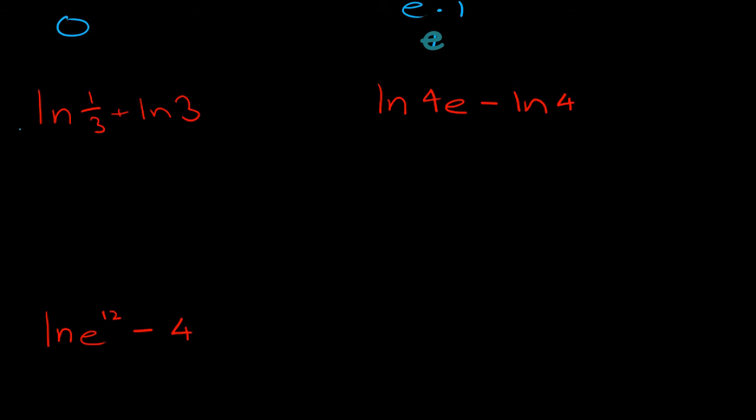Alright, and now we have ln 1/3 plus ln 3. Well, using our product property, ln 1/3 plus ln 3 is just ln of 1/3 times 3. So ln 1. Well, what's ln 1? ln 1 is equal to 0.